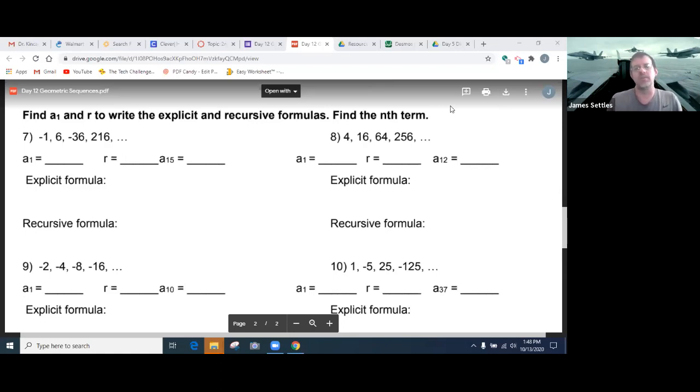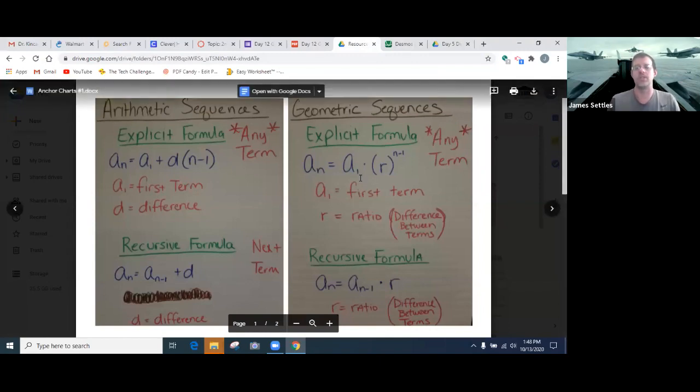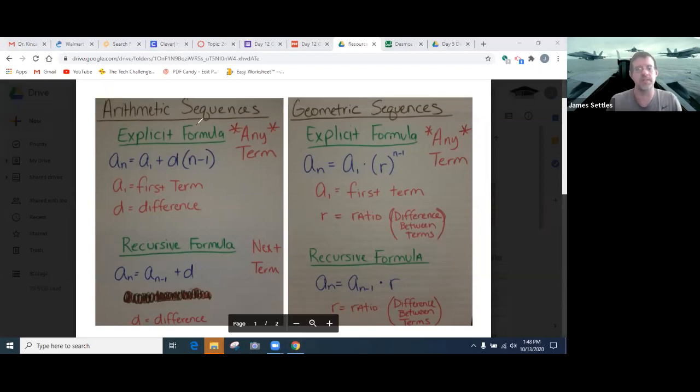So we are going to be looking at a different type of pattern today, where we have been talking about arithmetic, which is addition and subtraction patterns. Today, we're going to be talking about geometric, which deals with multiplication patterns. And so really quick, let me change the color on this.